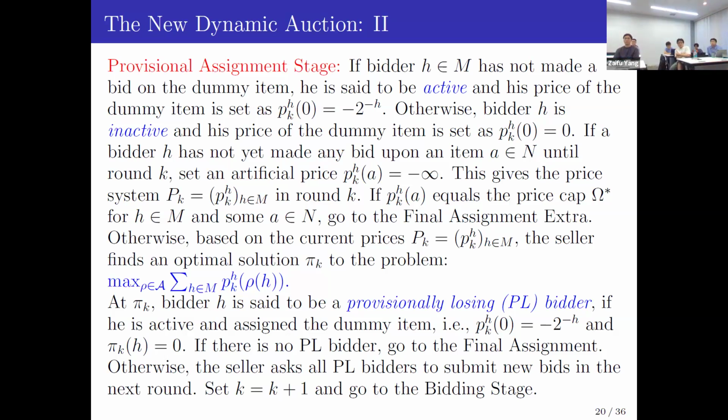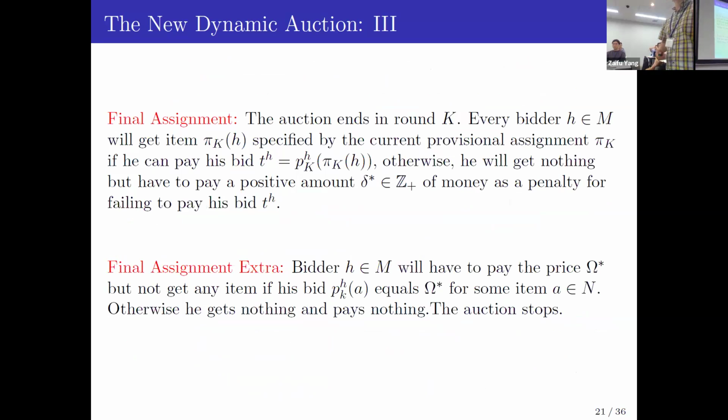This is the idea. So if there's no provisionally losing bidder, then the auction will stop. Otherwise, the seller will ask all provisionally losing bidders to submit new bids in the next round. So that's the auction. Now, the final assignment.